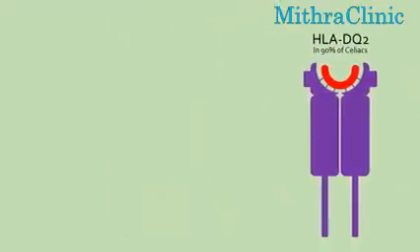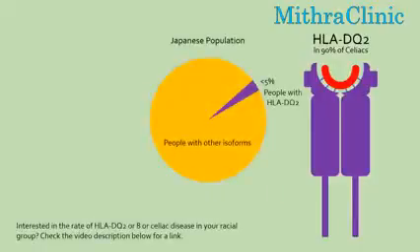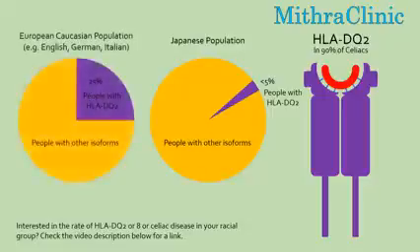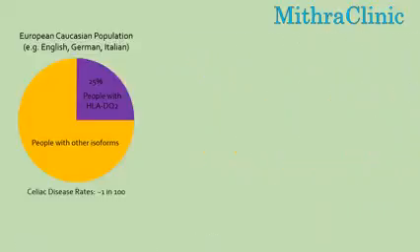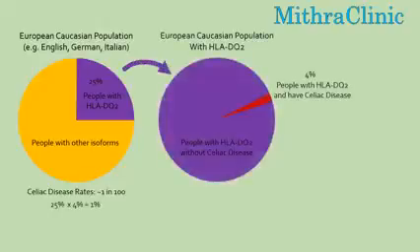The prevalence of these isoforms varies between racial groups. For example, HLA-DQ2 is found in less than 5% of Japanese people, but in around 25% of European Caucasians. This explains why the rates of celiac disease differ so widely across the world. Interestingly, not all people with HLA-DQ2 or 8 develop this disease. For example, only 4% of Caucasians with HLA-DQ2 develop celiac disease.